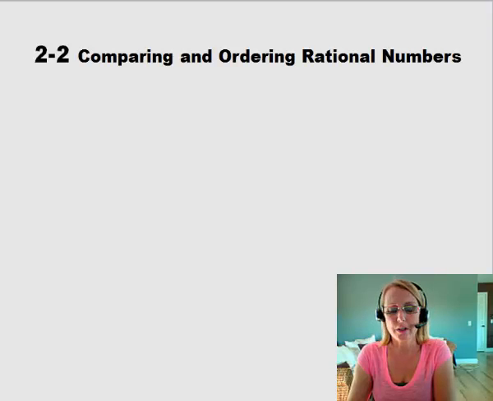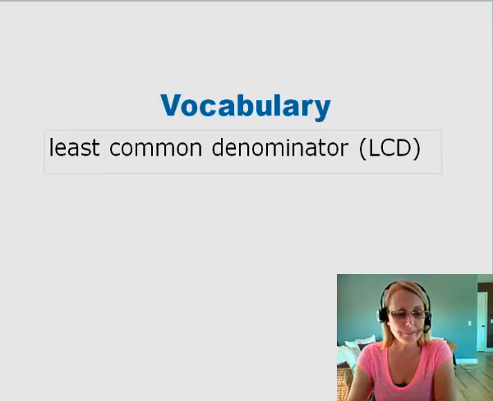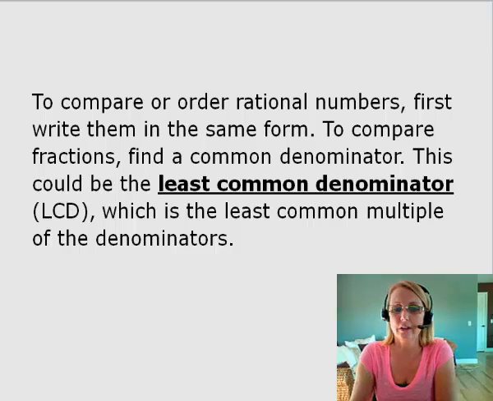Welcome to Chapter 2, Section 2, Comparing and Ordering Rational Numbers. In this chapter, we will learn to compare and order positive and negative rational numbers. These can be written as fractions, decimals, and integers. We have one vocabulary word, the LCD, least common denominator. Let's take a look at that.